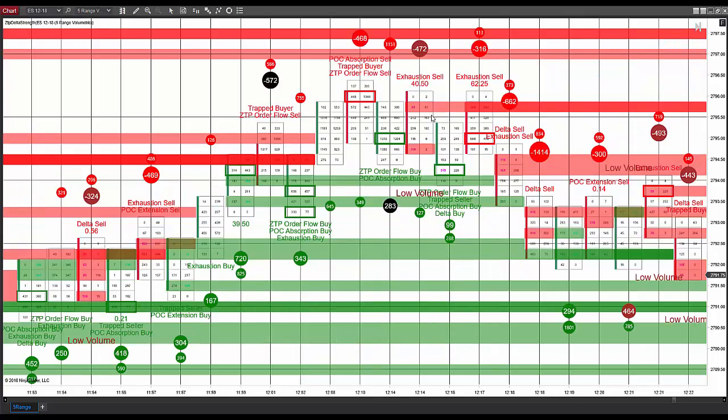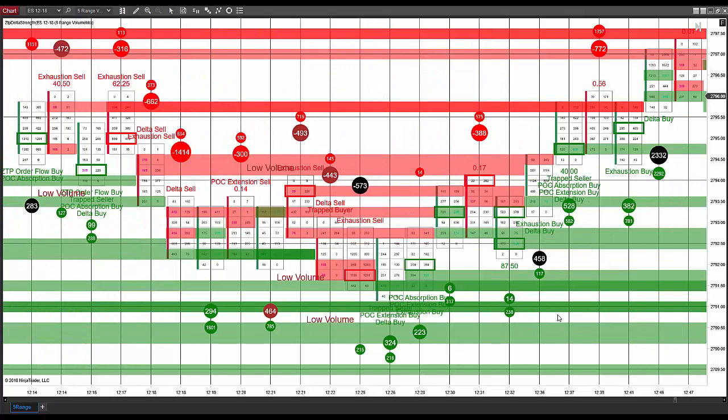At the high here, we see a POC absorption along with the ZTP order flow, and then we also see two excellent sell signals of the exhaustion signal along with extension zones being created again at 95.75, taking us down into the long trend trade.